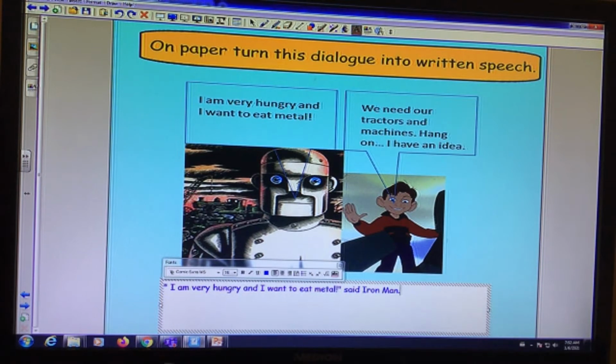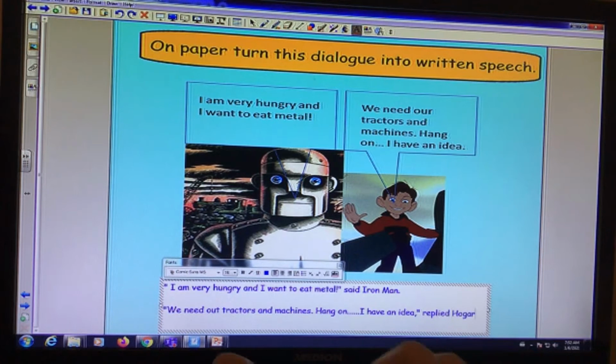Okay. Now it's Hogarth. So will I start here with Hogarth? Nah. New character talking. Need a new line. Okay. "We need our tractors and machines. Hang on. I have an idea." Right, now what am I going to do here? Full stop and speech marks? No, I'm not finishing my sentence. I'm going to put a comma in. "I have an idea," comma, finish my speech, replied Hogarth. Something along those lines, guys.